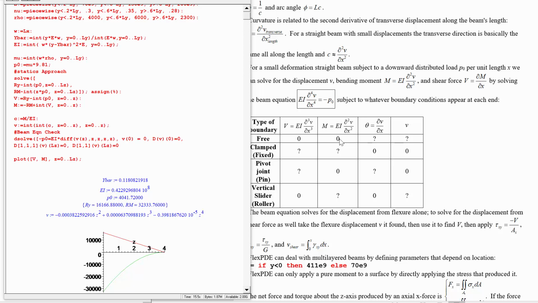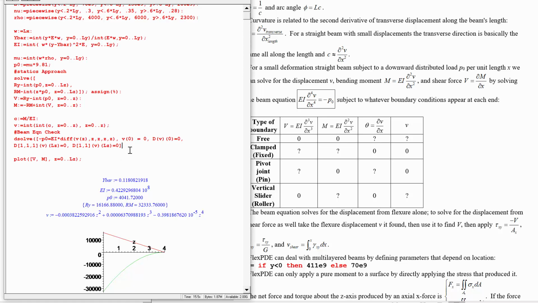The moment and shear are not exactly the second and third derivatives. They're the second derivative of V times EI and the third derivative of V times EI, the flexural rigidity. But if you know that the moment and shear are 0 and the flexural rigidity is not, then this tells you that the second and third derivatives have to be 0 directly.